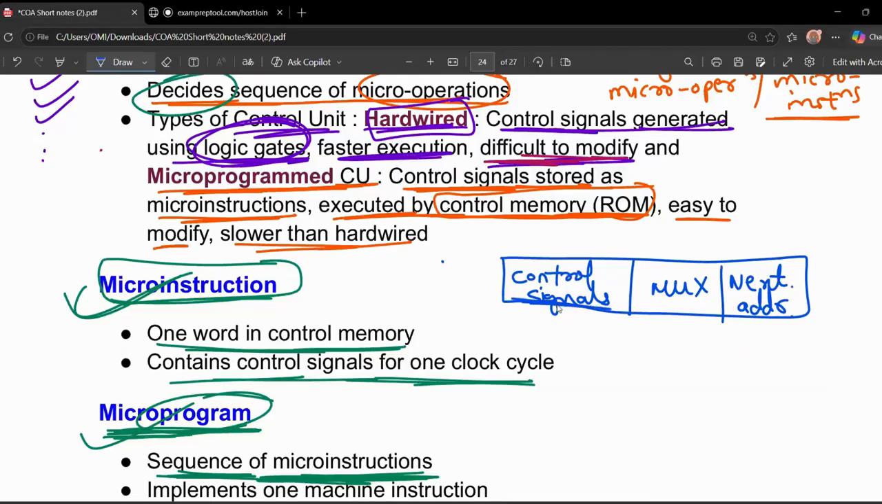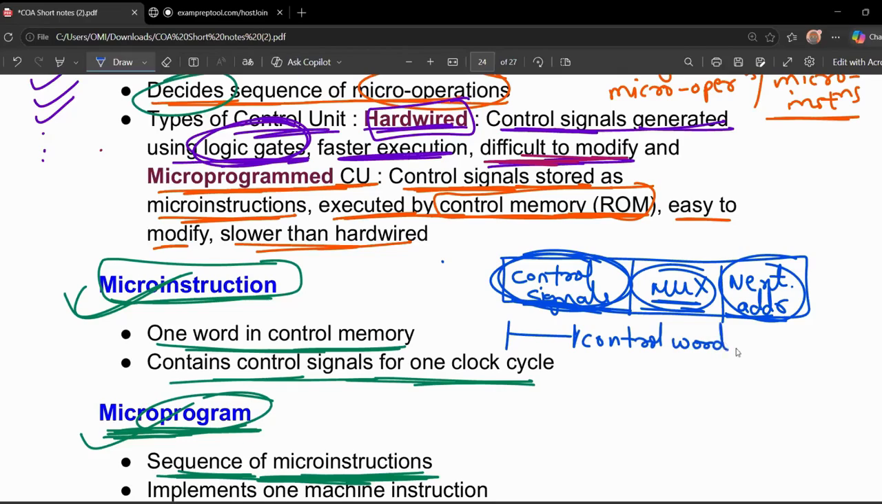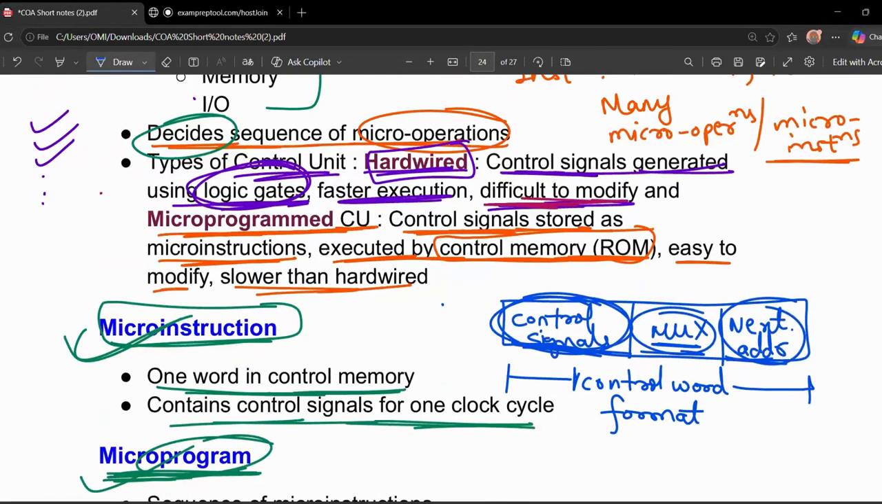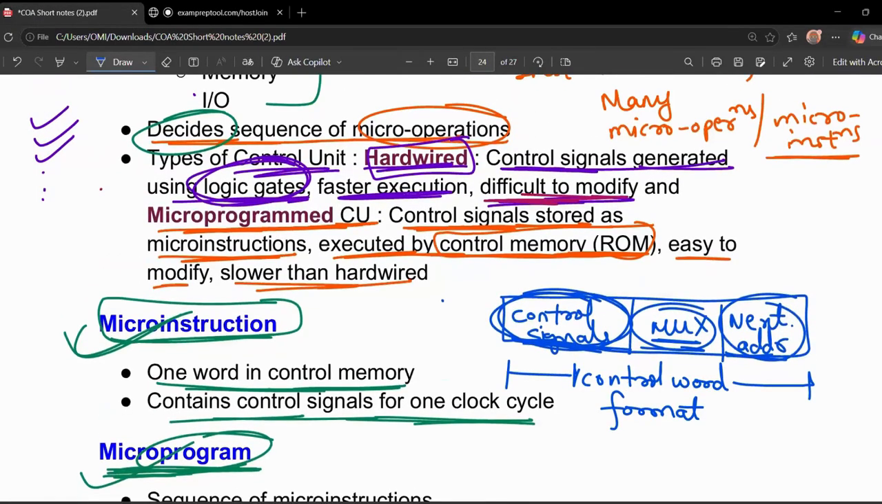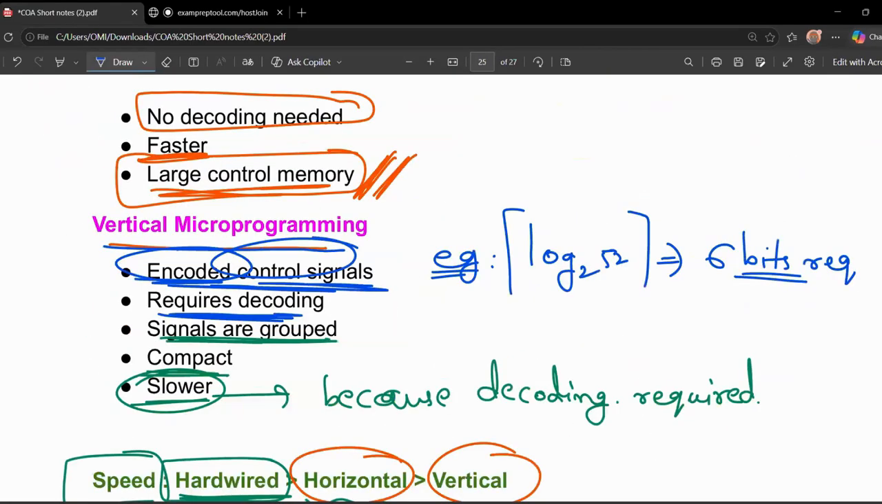Control signals will be stored here, there is a mux for it, and the next address will tell which to execute next. So this is one control word format. Please add this also in your short notes.